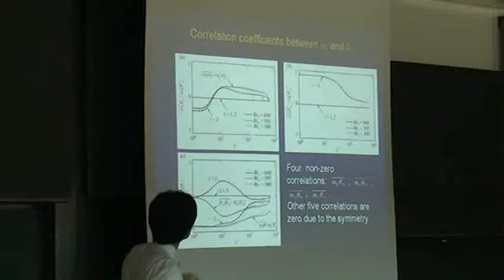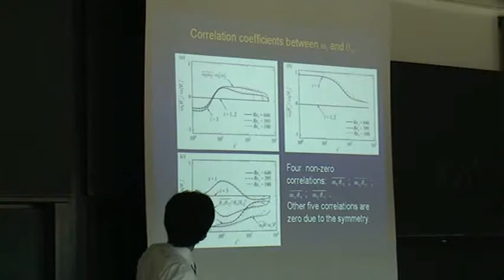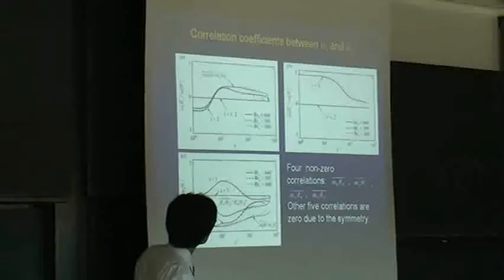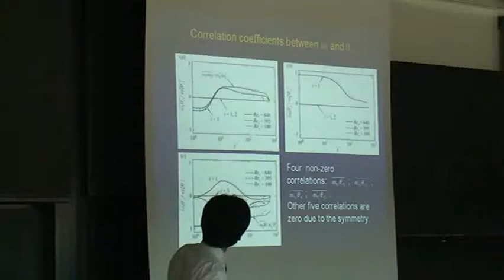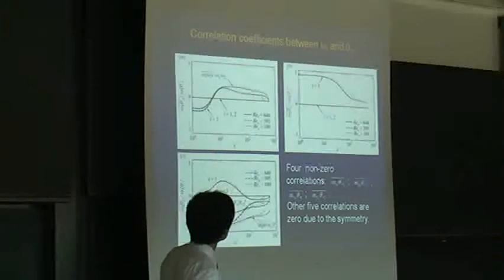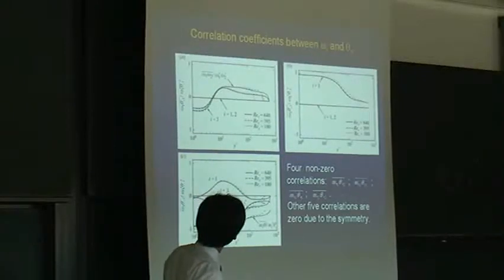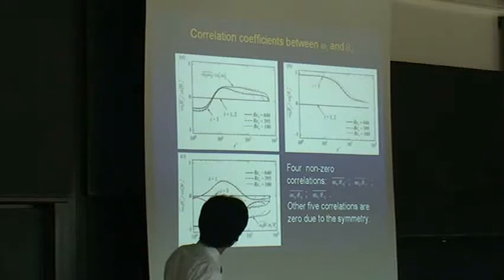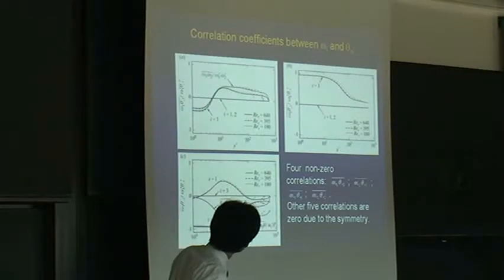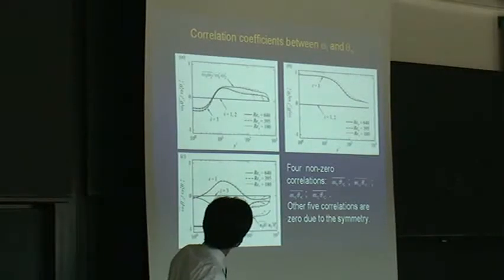So I wonder how these two vectors are correlated across the channel. This slide shows the correlation coefficient between these two vectors. Eventually, there are four main correlations. The first one is omega 1 and theta 3, this one. The second one is omega 2 and theta 3. The third one is omega 3 and theta 1. And the last one is omega 3 and theta 2.